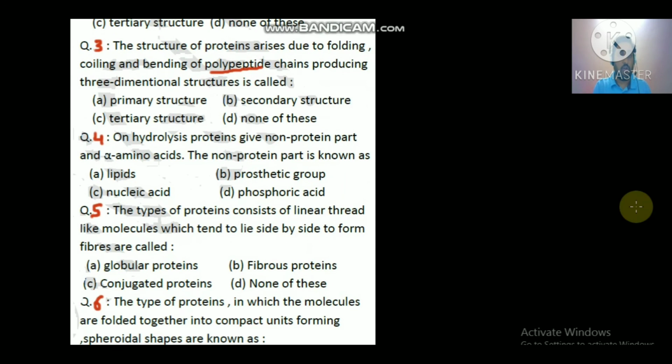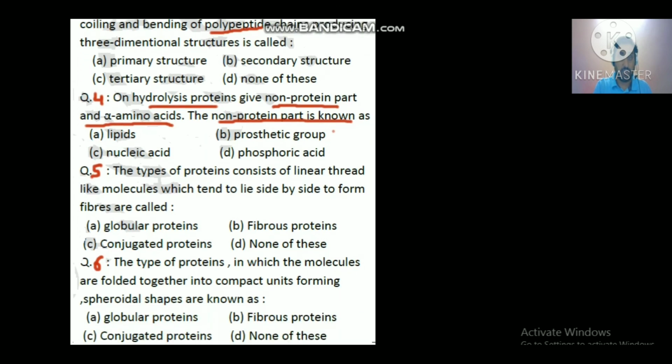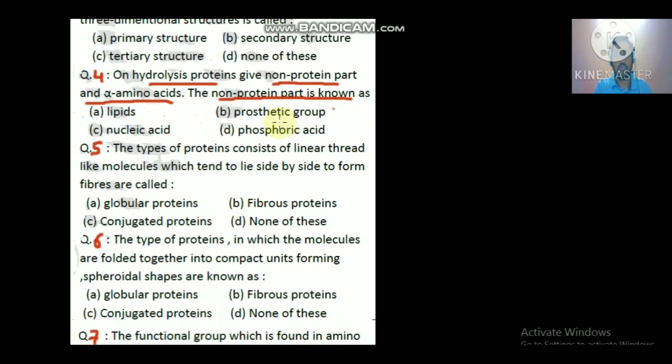Question number 4: on hydrolysis, protein gives a non-protein part and alpha amino acids. The non-protein part is called, see, the options are lipid, nucleic acid, phosphoric acid, or prosthetic group. Just think about this and search about this, you will find out. Maybe you may not find it in this video, but you will find it somewhere else. Just search on Google or in the books.